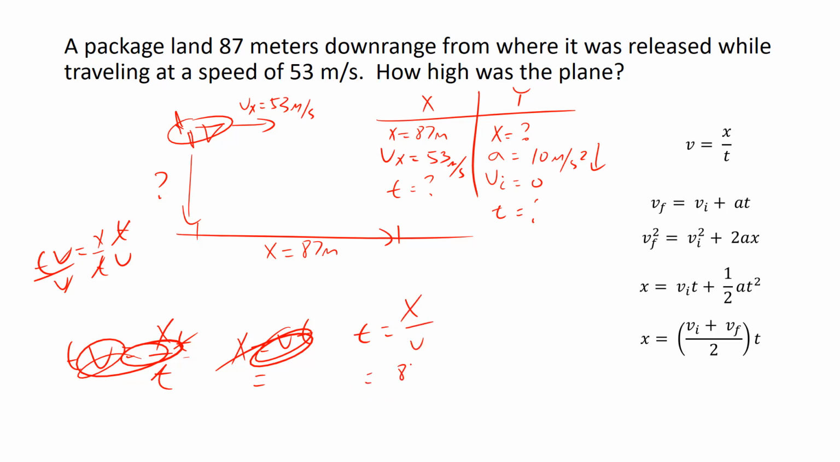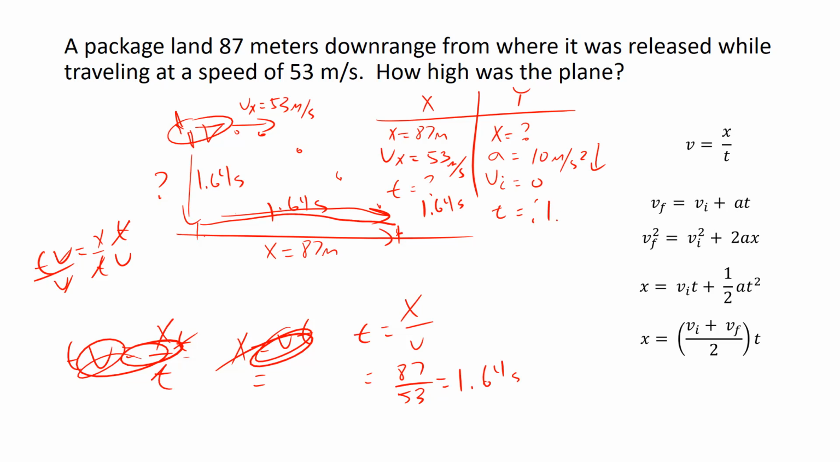And x is 87. The velocity is 53 meters per second. So how long would it take for you to go 87 meters if you're going 53 meters per second? 87 divided by 53 equals 1.64 seconds. So that's the time it has to go forward. This ball is going to be following this path right here. When it is done going forward, which is 1.64 seconds later, it will be done falling. So that's also 1.64 seconds.